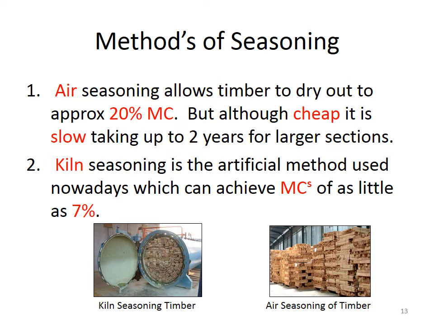Kiln seasoning is the artificial method used nowadays, which you can see an example of in the bottom left hand corner there, the image. So it's the method that's used nowadays, which can achieve moisture contents of as little as 7%. So the drier the timber, the better it is to use, and the less susceptible it is to fungal attack.